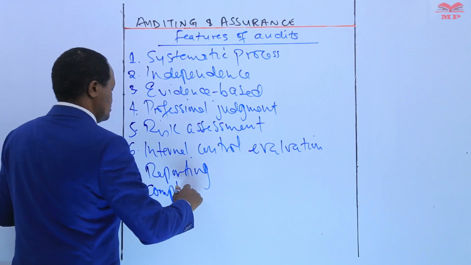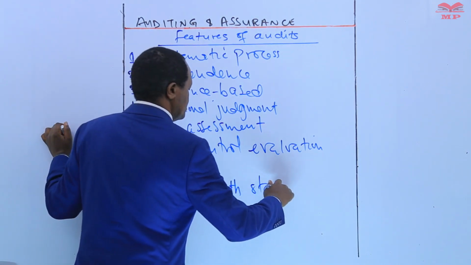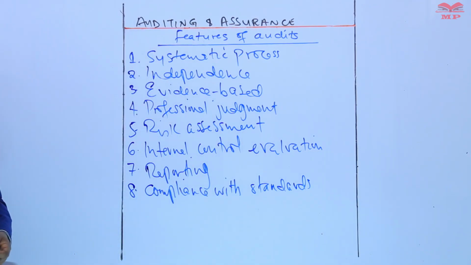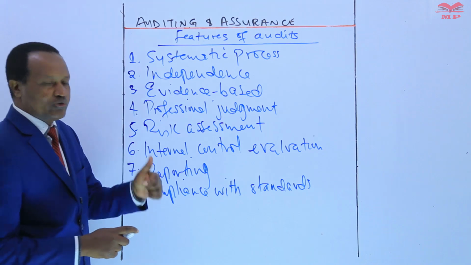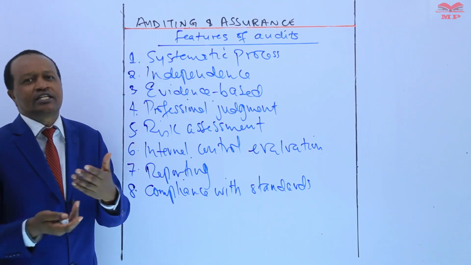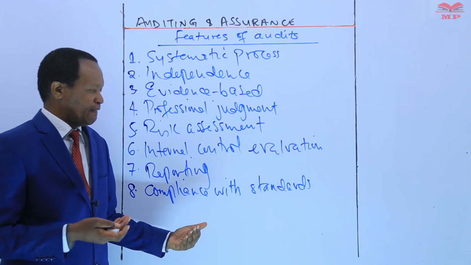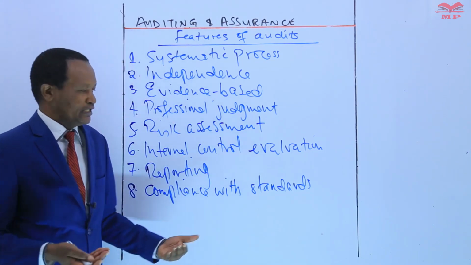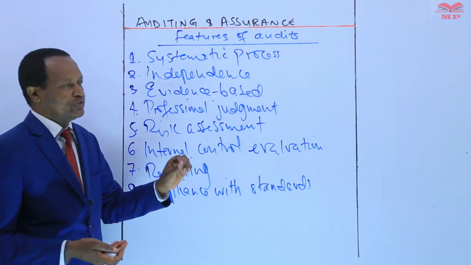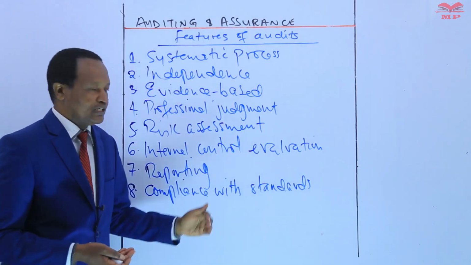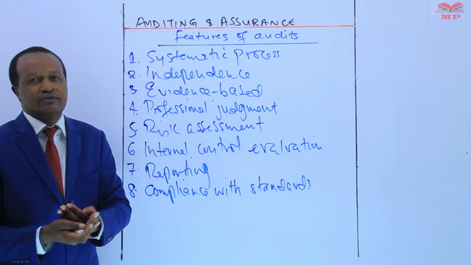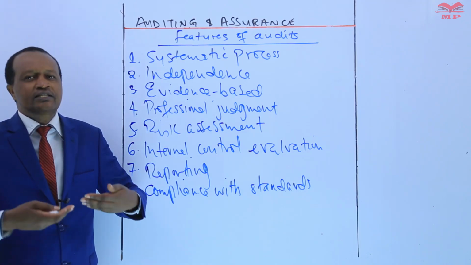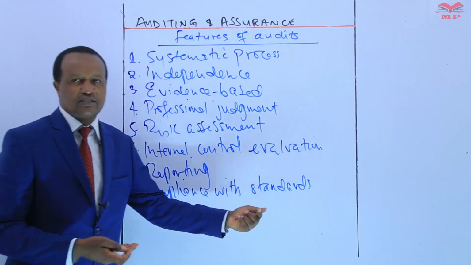Compliance with standards. Auditors have to comply with standards. Audits are conducted in accordance with professional standards, such as the international standards on auditing. Auditors do not carry out audits based on what they think. No, they are guided by standards. To conduct an audit of a company, there are standards that have to be adhered to by the auditor, such as the international standards of auditing, which provide guidance on audit procedures.